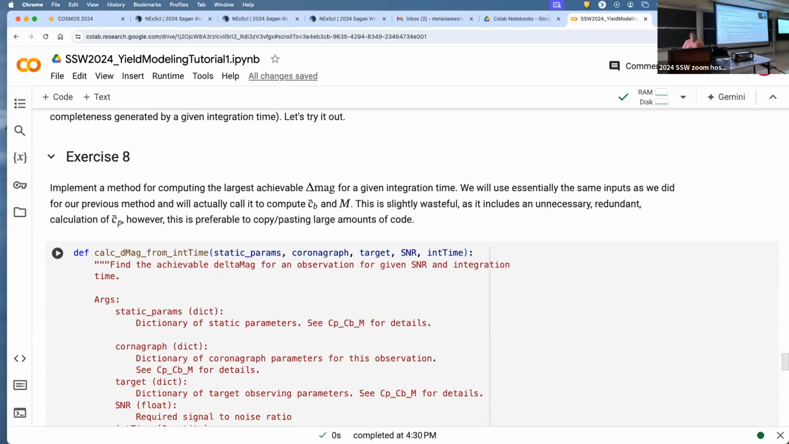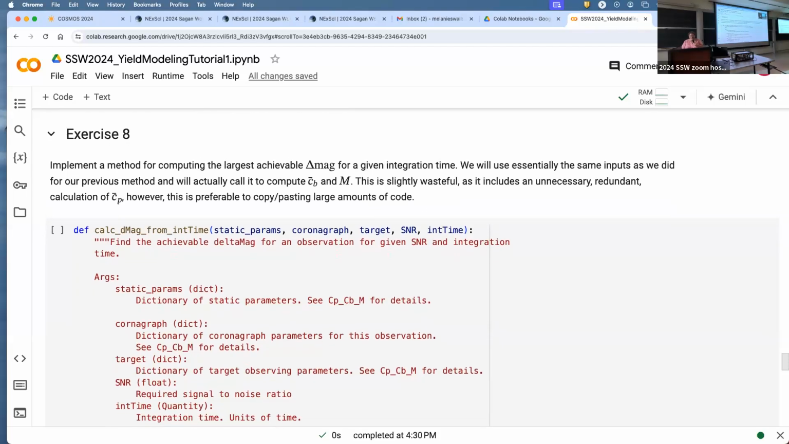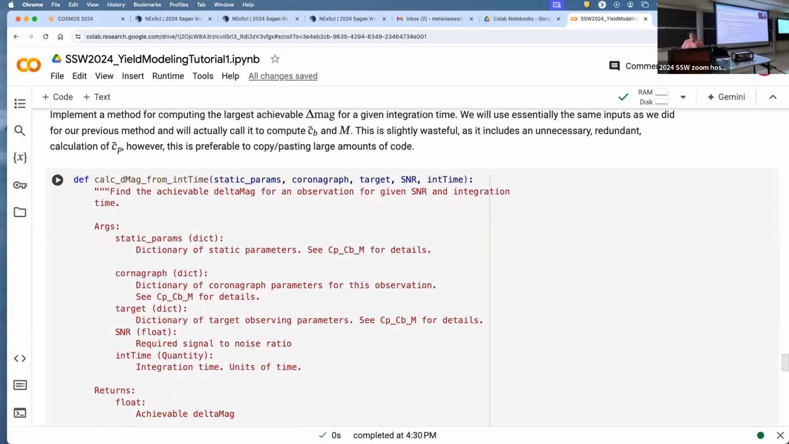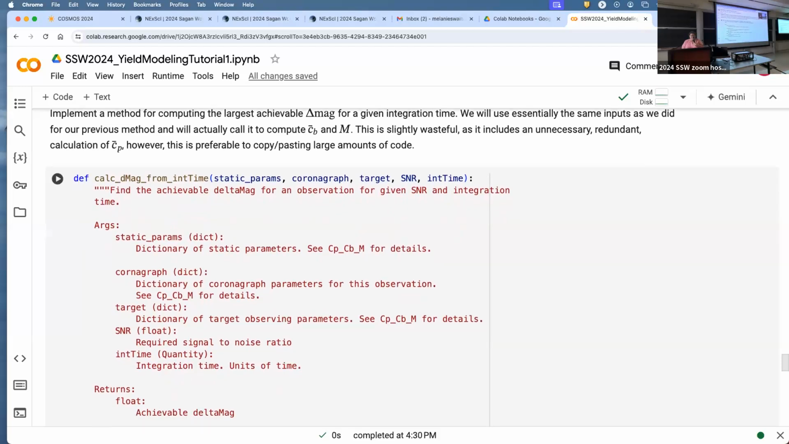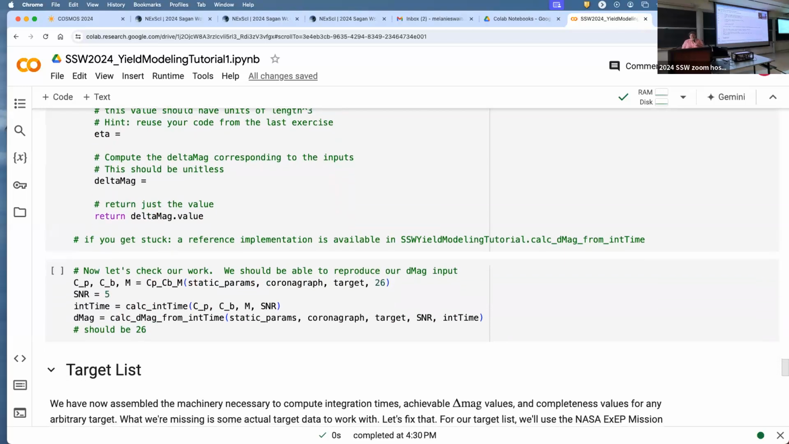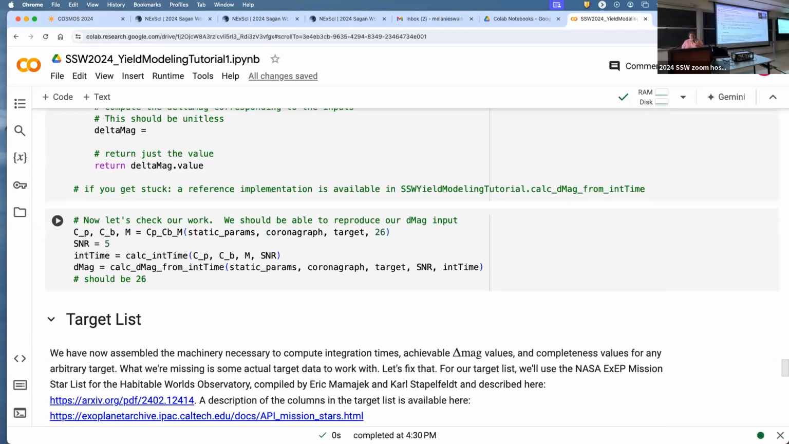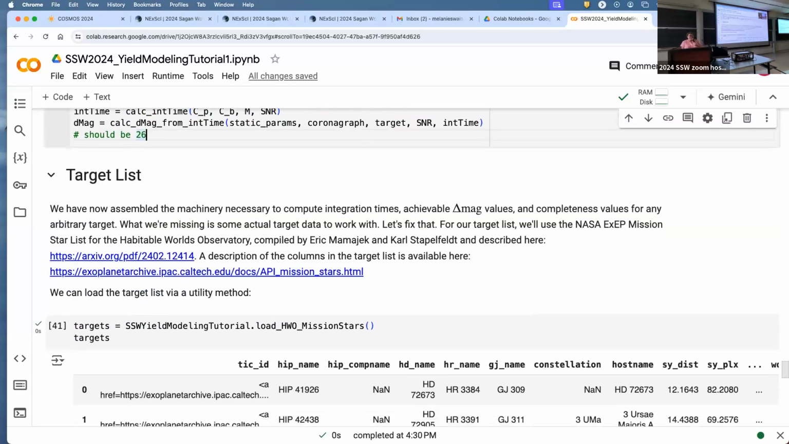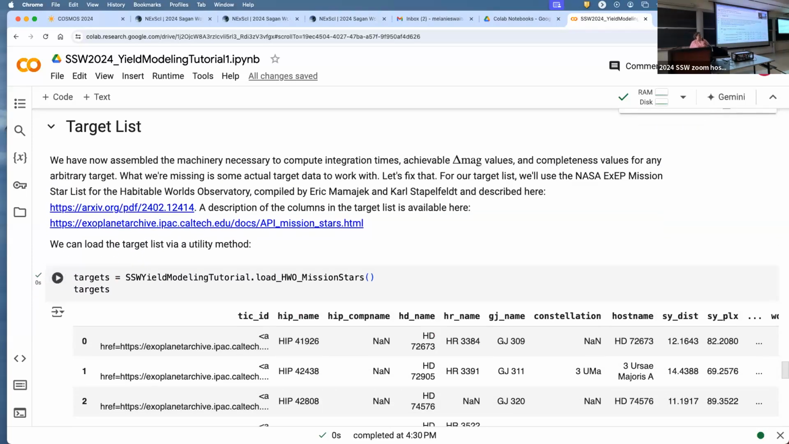That is what exercise 8 is about, which is implementing a method to compute the largest achievable delta magnitude for a given integration time. We keep pretty much the same inputs, and we call CD and M. Right, so we're going to take the time to do that now. You can double check yourself and see that your delta magnitude should be about 26. I want to make sure that we have time to talk about the target list.